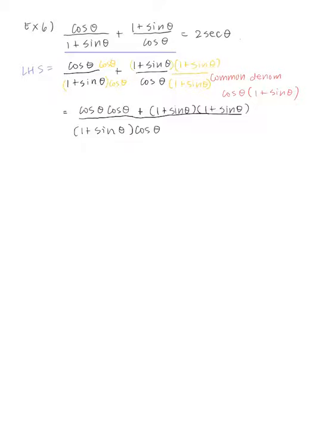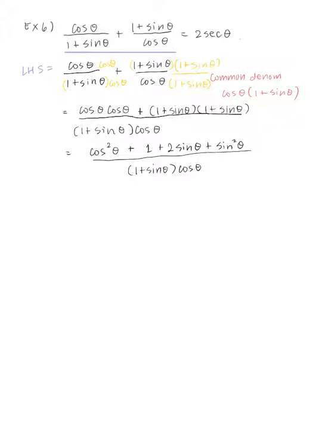Okay, so let's keep going. So what do we get here? Let's just simplify a little bit. So first, we're going to have cosine squared of theta plus, now if I multiply 1 plus sine of theta times 1 plus sine of theta, what we're going to get is 1 plus 2 sine of theta plus sine squared of theta. And then we still have on the denominator 1 plus sine of theta, multiplying here by the cosine of theta. Okay, so what are we trying to prove again? Oh, this is going to equal 2 secant of theta. Okay, we're a little bit far off.